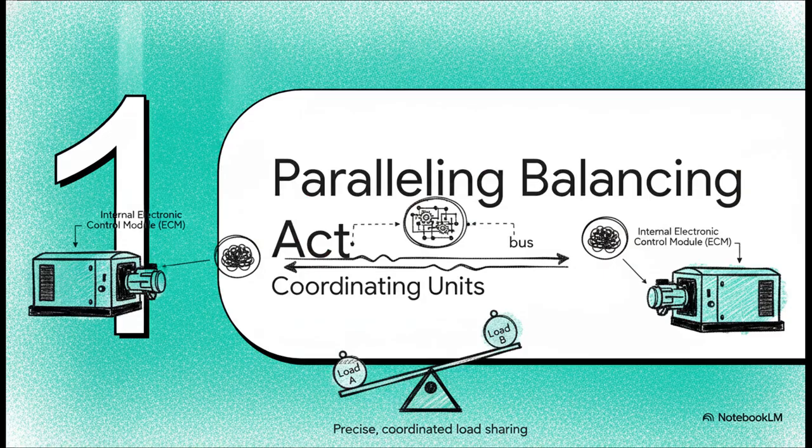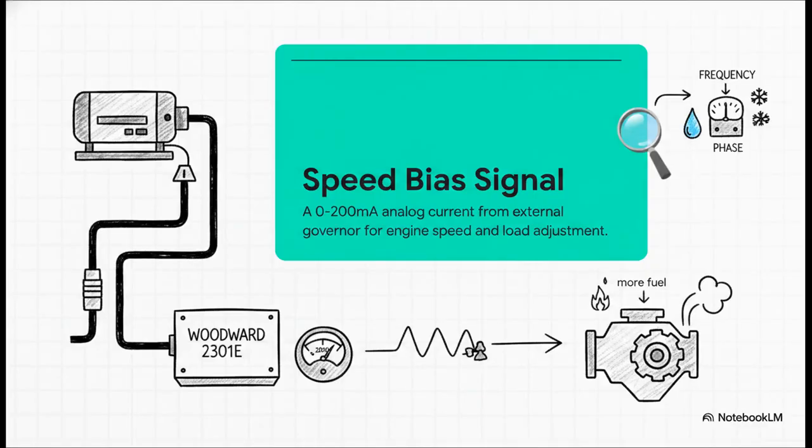Okay, Section 1, the paralleling balancing act and coordinating multiple units. When you parallel multiple generators, you absolutely need precise coordinated load sharing. See, the engine's internal electronic control module, or ECM, is incredibly smart, but it's entirely inward focused. It needs outside coordination to play nicely with the other generators on the bus. And we need to pay attention to the specific language of that coordination. It's called the speed bias signal.